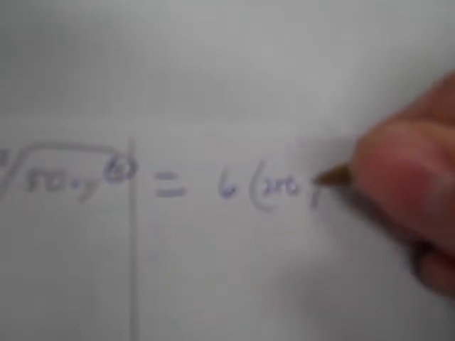Now, you need to take the 3 times the 2. 3 times 2 is 6, but that's outside. Now, inside, 5 times 50 is 250. y to the 3rd times y to the 4th, you add the exponents, y to the 7th. Okay? So you have a 6, a 250, and a y.